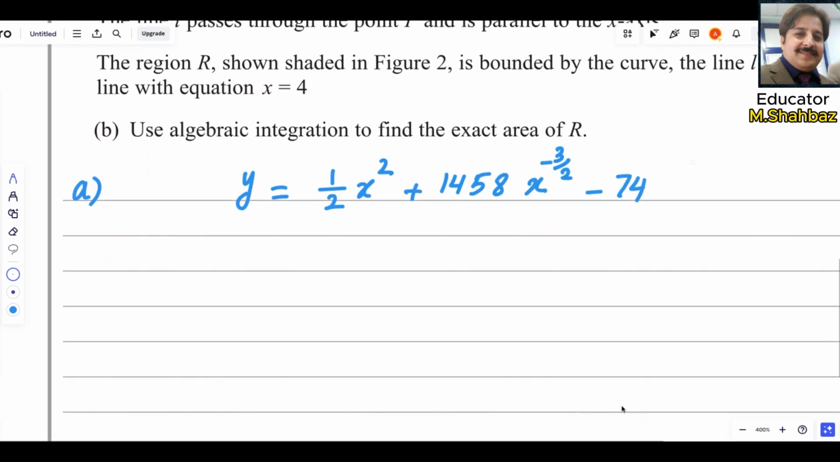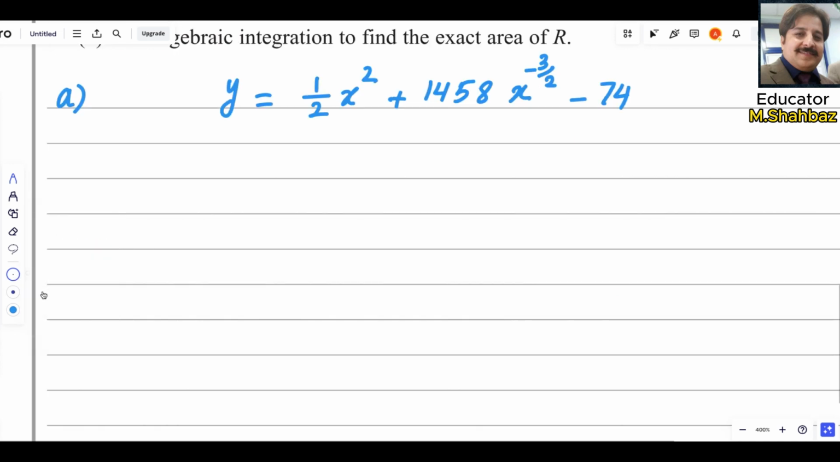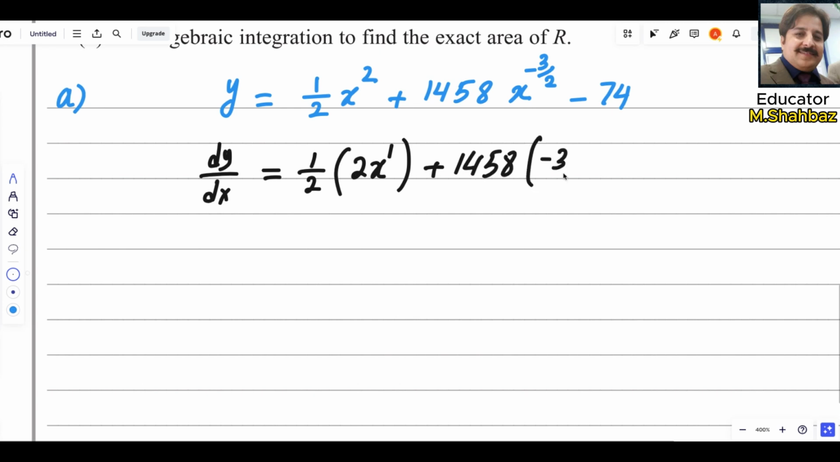Now you can differentiate this function easily. The derivative of y is dy by dx, and we use the power rule. Keep 1 over 2 outside. We bring 2 here, it will be 2x. The rule is: the power multiplies with x and we reduce the power by 1. Same here with 1458. We bring the power down, minus 3 by 2, multiply with x and reduce the power by 1, so it will be minus 5 by 2. Close the bracket. And the derivative of a constant is always 0.